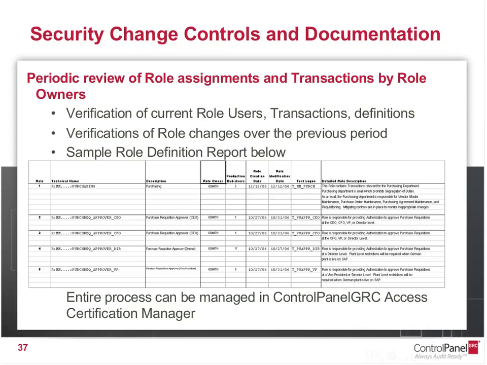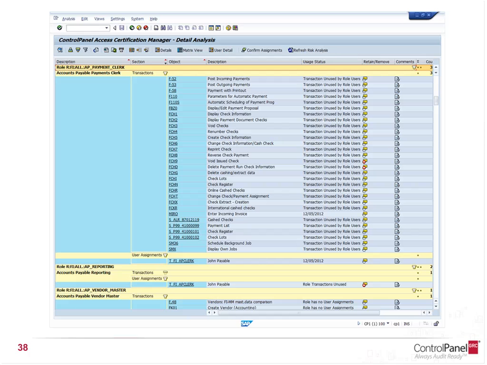It's very difficult to pull all this data together, push it out to the appropriate parties, collect the sign-offs, make the changes. Inside of ControlPanelGRC Access Certification Manager, you can actually take this entire process and execute it with a single click to push it out to the appropriate owners, gather their feedback, and automate those role changes. It would look something like this.